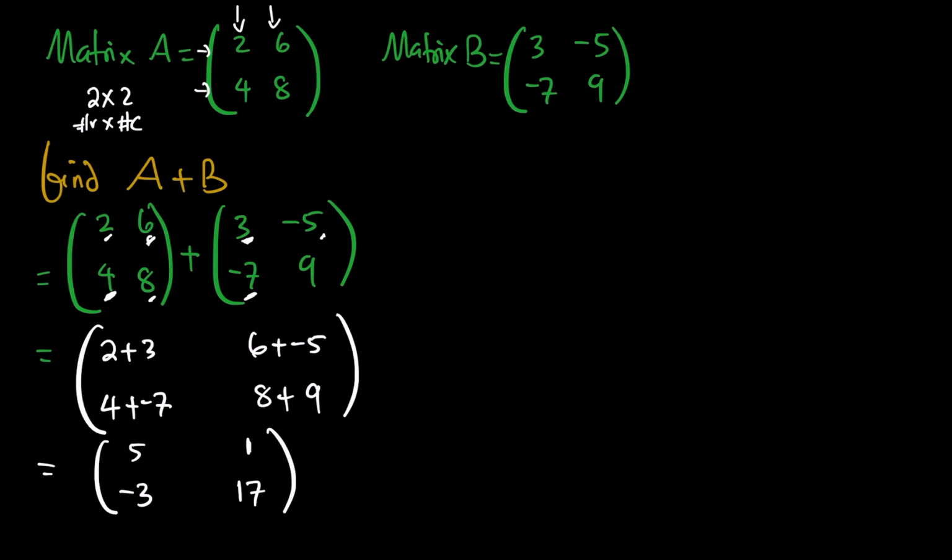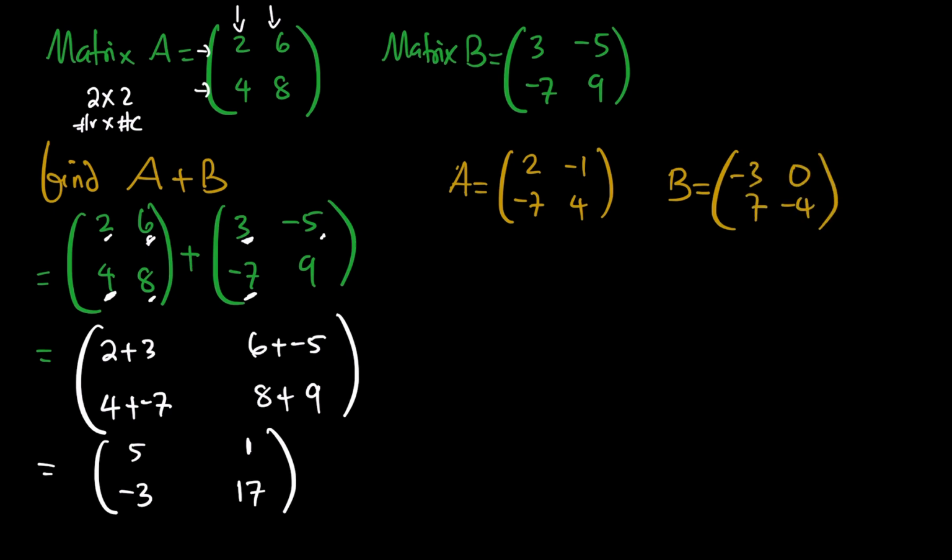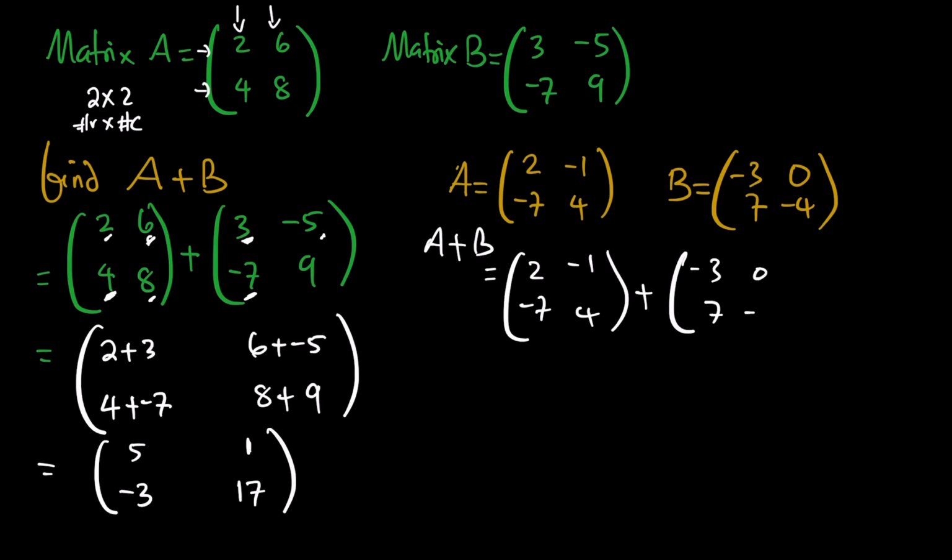Can we take a different problem set? Yes, let's say we have matrix A, and the matrix A is 2, -7, -1, and 4. And you also have the matrix B, -3, 7, 0, and -4. Now, we're being told to also find the addition of A and B, which is going to be the matrix A added to the matrix B, like this.